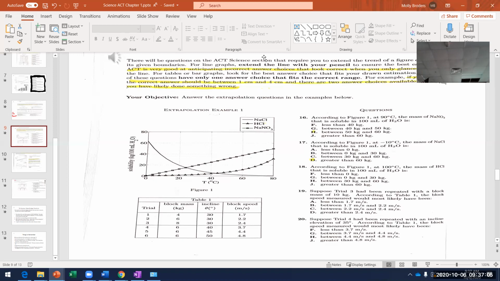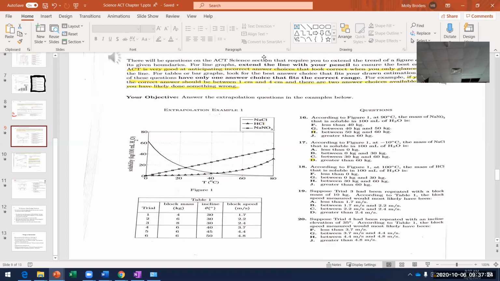Okay, so J and F. All right, so we need some practice at extrapolating. So let's look at figure 1 up here. It says, according to figure 1, at 90 degrees Celsius, the mass of NaNO3 that is soluble. All right, so NaNO3 is the little box one, right?